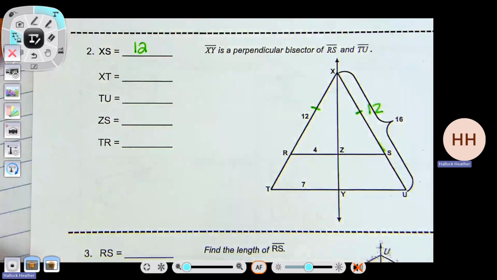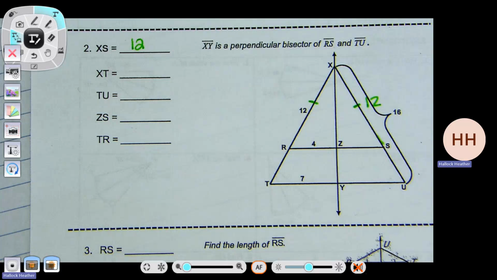I promise you. Try to fill in all the rest of them. It's like a little puzzle. You guys got this. This is easy peasy. Lemon squeezy.